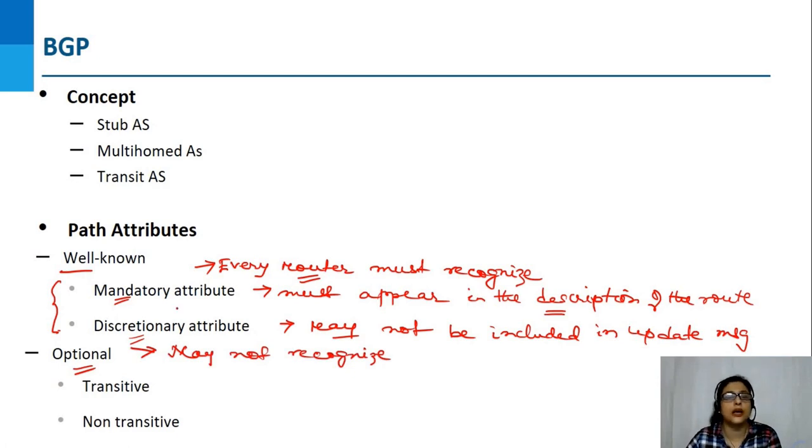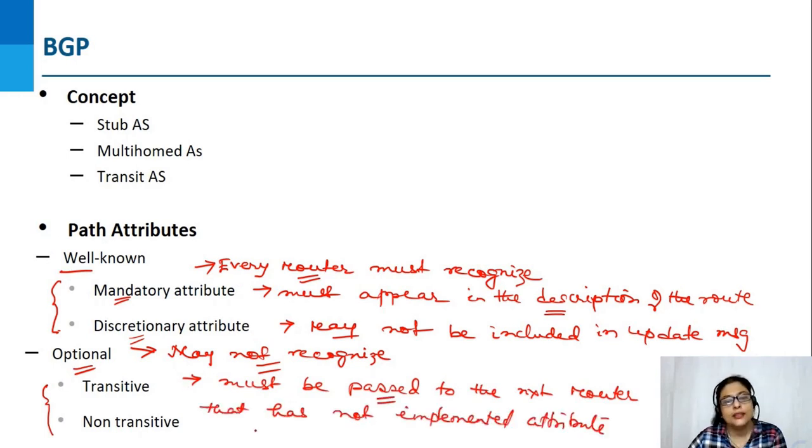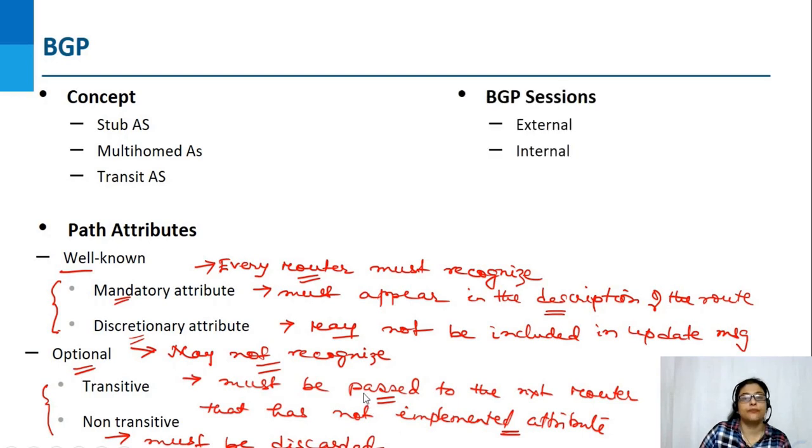And these two form a part of well-known attributes which the router must recognize. The optional path attributes may not be recognizable by the router. Now, optional can be of two types. One is transitive and the other one is non-transitive. The transitive optional path attribute must be passed to the next router that has not implemented this attribute. Whereas for non-transitive, it must be discarded by the next router that has not implemented this attribute.